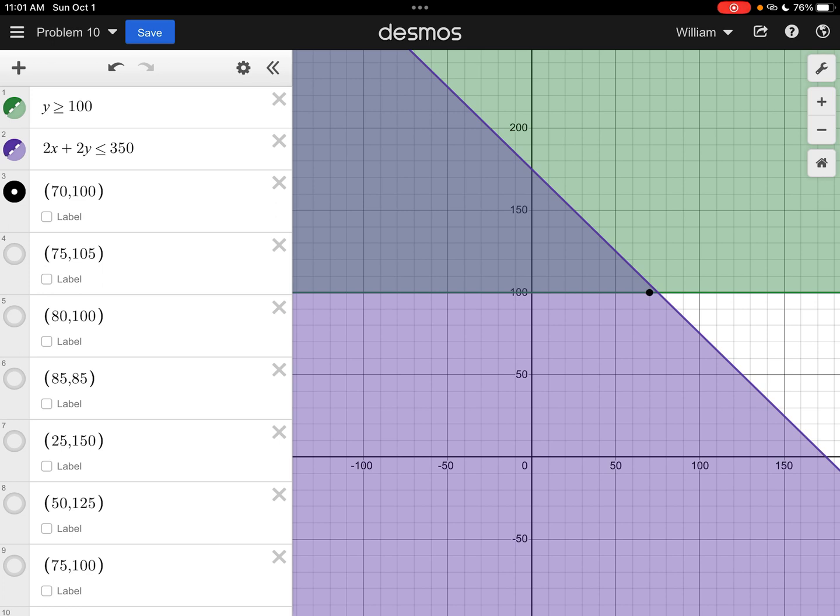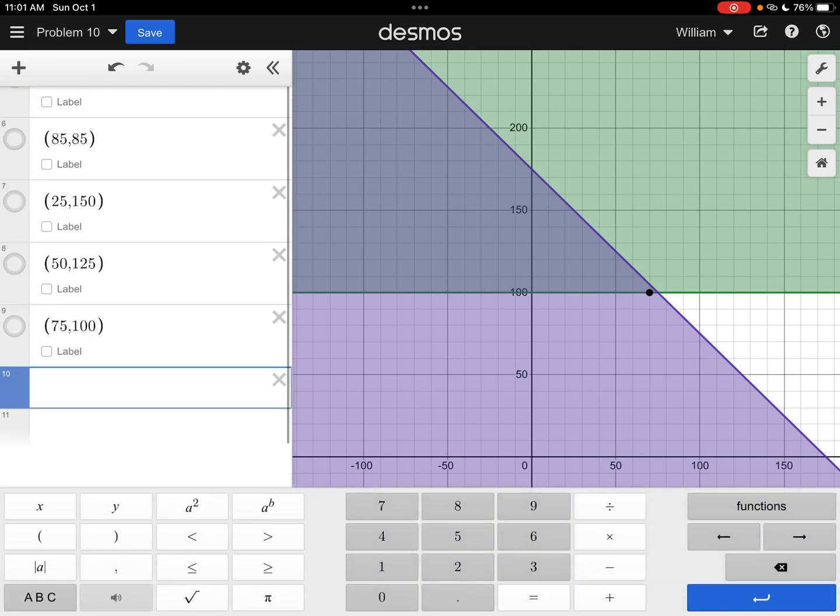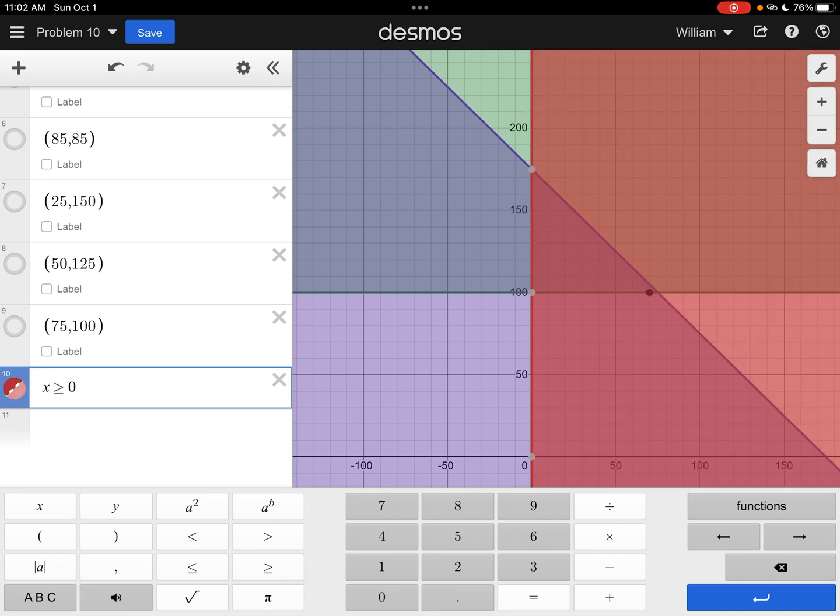So I'm going to have, oh, I just noticed, I didn't graph x has to be greater than or equal to 0. That makes it easy to see. So then everything in that triangle is going to be in my shaded region. There's going to be a solution.